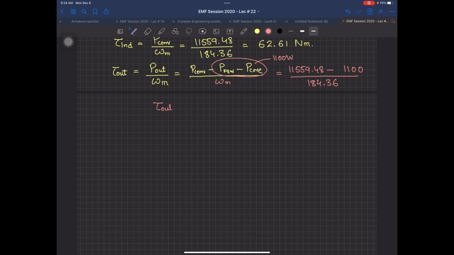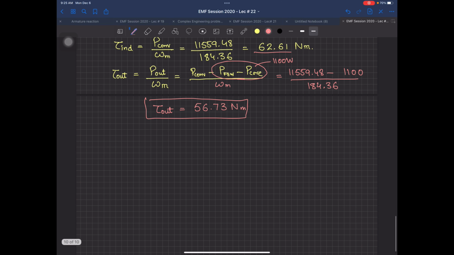So your T out becomes equal to 56.73 Newton meters. And you can see the difference approximately from 62.61 to 56.73. There has been a loss of approximately 5 plus or 6 plus Newton meters over there. The last thing left is efficiency. And we all know this is equal to P out divided by P in, and certainly multiplied by 100 to convert it into percentage scale.